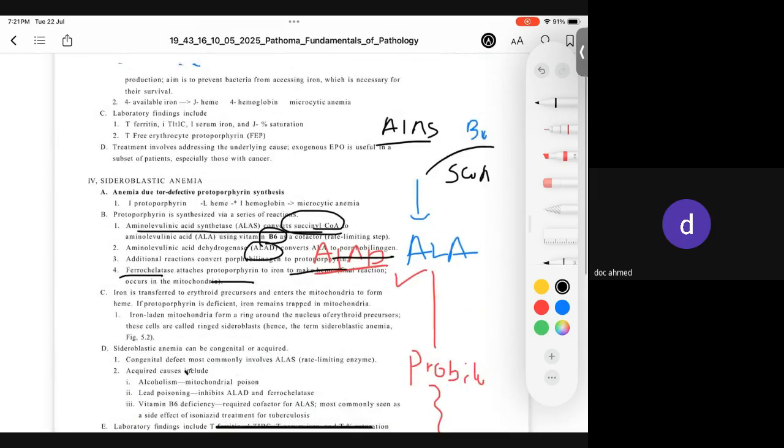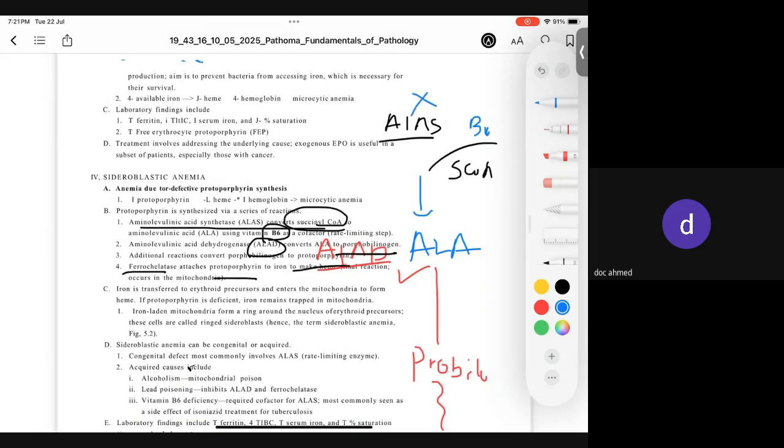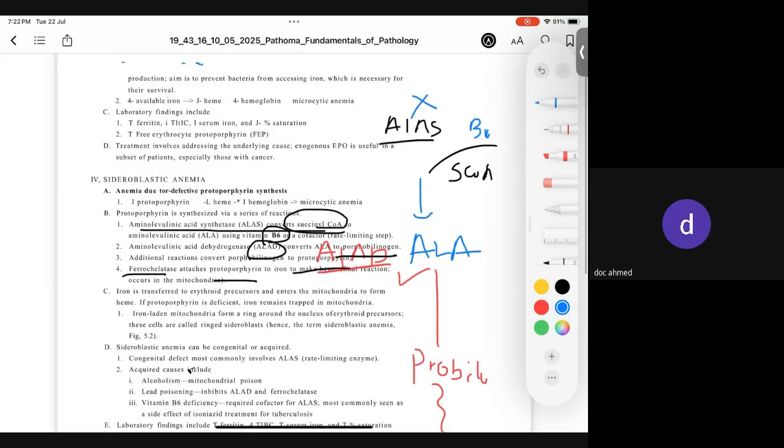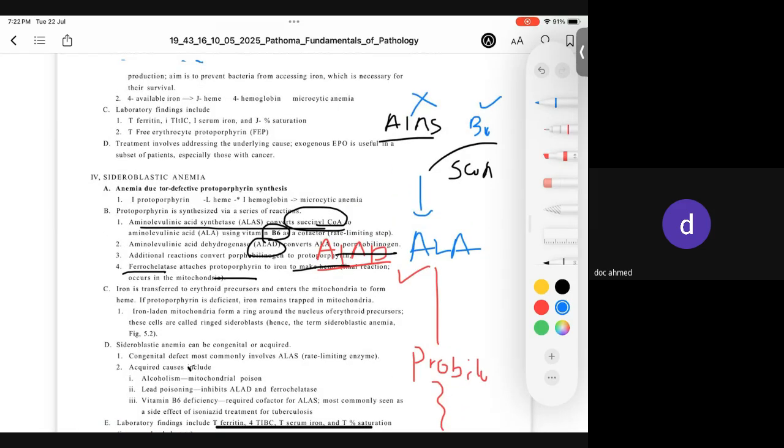Remember one thing. For example, if you do not have this enzyme, can we make protoporphyrin? No. If we can't make protoporphyrin, we won't be making heme. If we can't make heme, we cannot make hemoglobin. If we cannot make hemoglobin, that would be microcytic anemia. Again, if we have B6 deficiency, whenever any intermediate in this pathway is affected, we are going to have microcytic anemia. We know that, right?